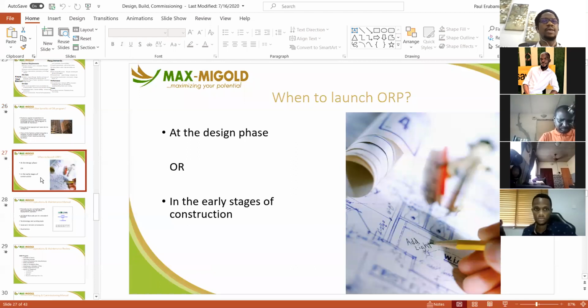inflows for that investment. When should you launch an operational readiness program? Design stage or early stage of construction? The answer is as early as possible before construction. So I will tell you that design stage is the worst stage at which you can start the operational readiness thinking and planning. It should actually start at the planning stage.